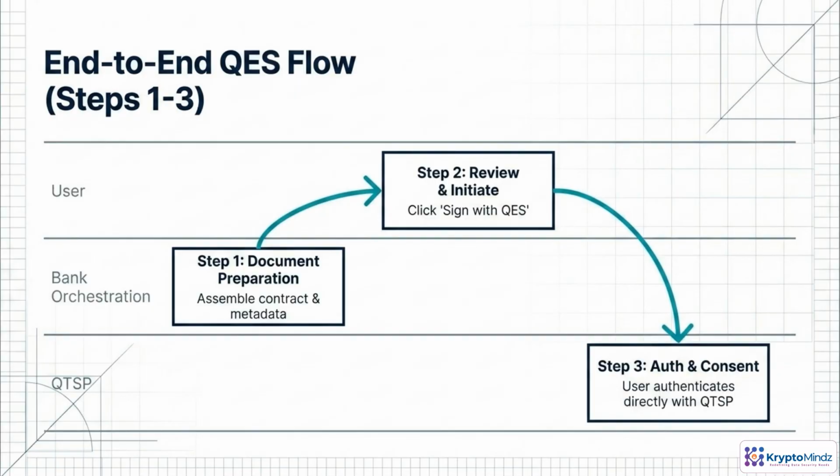The first part of a qualified signing flow is all about setting things up correctly. The bank prepares the document, defines who signs, in what order, and which signatures are required. From the user's perspective, this appears as a simple invitation to sign. They log in, review the document, and choose to sign with QES. At that point, control shifts to the QTSP, who authenticates the user, shows the transaction details, and captures explicit consent.